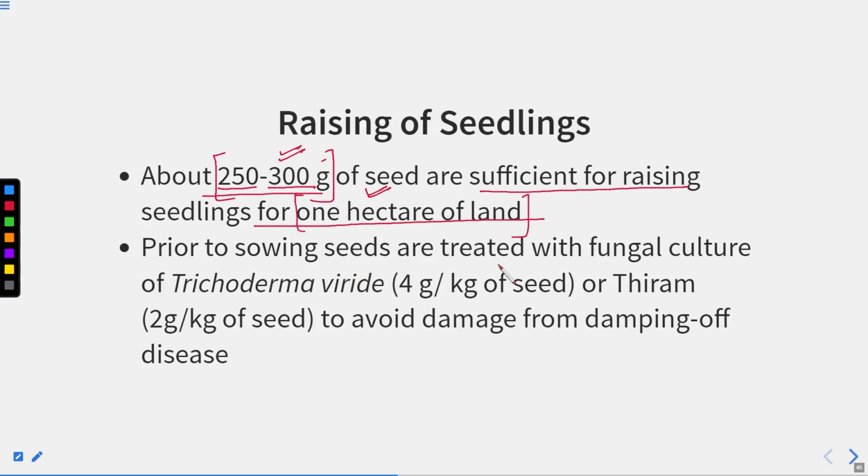Prior to sowing, seeds are treated with the fungal culture, that is Trichoderma viride. So, this is a culture of the fungus, right? You can say this is the bio-treatment. It is treated with this fungus and extract of this fungus, or you can use thiram, 2 kg per kg of seeds, to avoid damage from the damping off disease. So, this particular Trichoderma viride removes the fungus that causes the damping off disease, right? So, that is the biocontrol method.